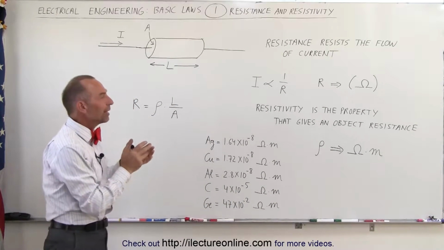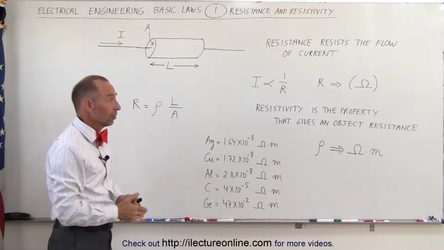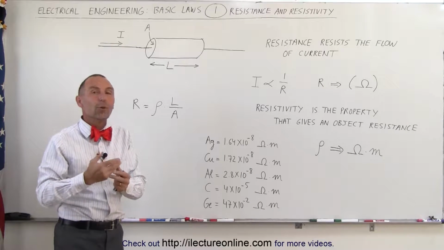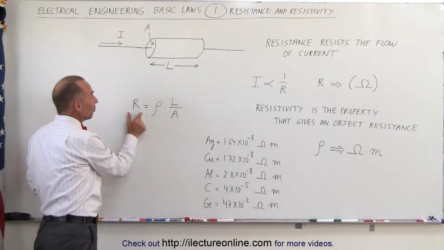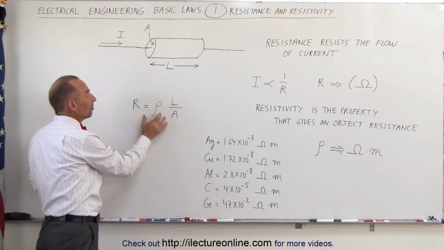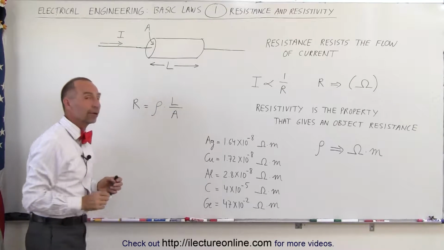Resistivity is the property that an object has that gives it the ability to have resistance. The greater the resistivity, the more resistance the object will have. The equation to calculate the resistance of an object is equal to the resistivity of the object times the length divided by the cross-sectional area.